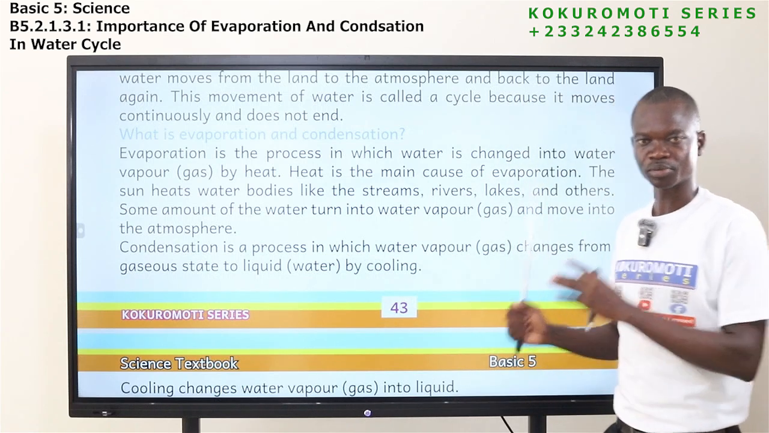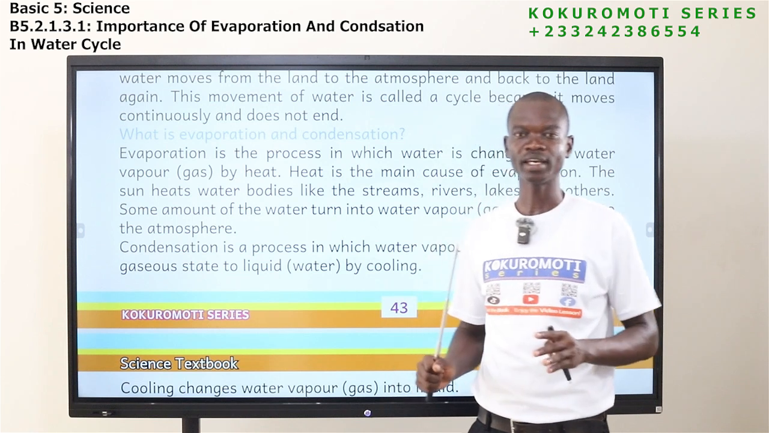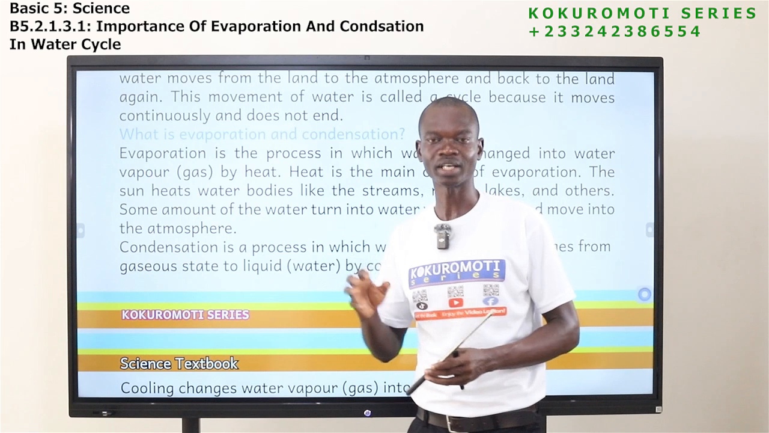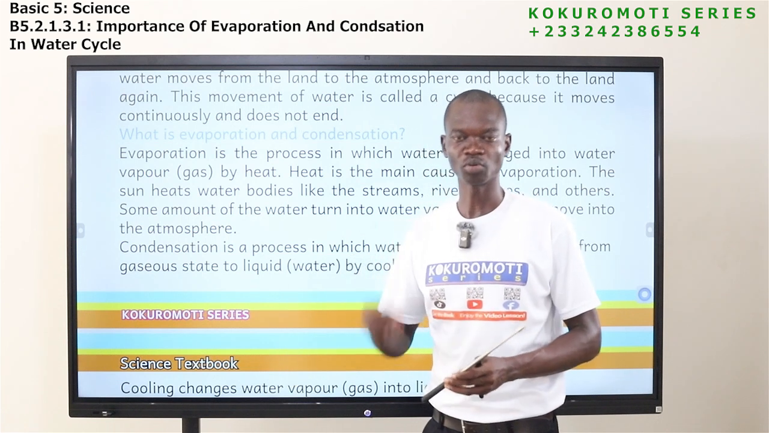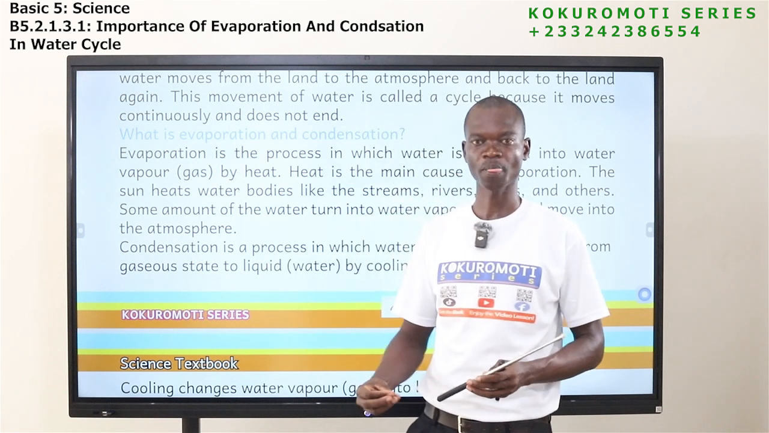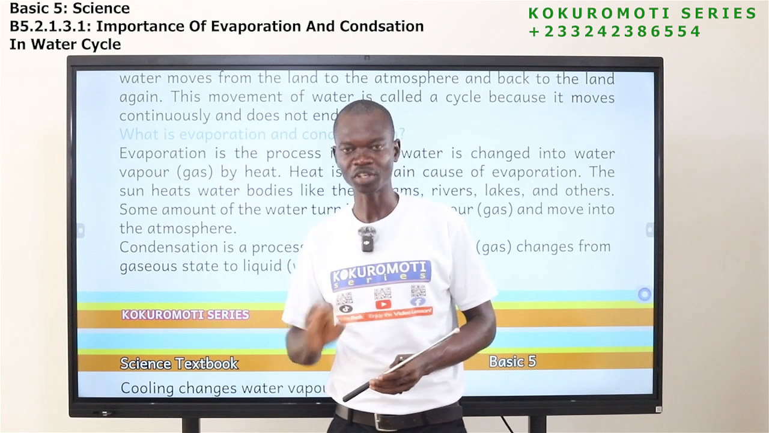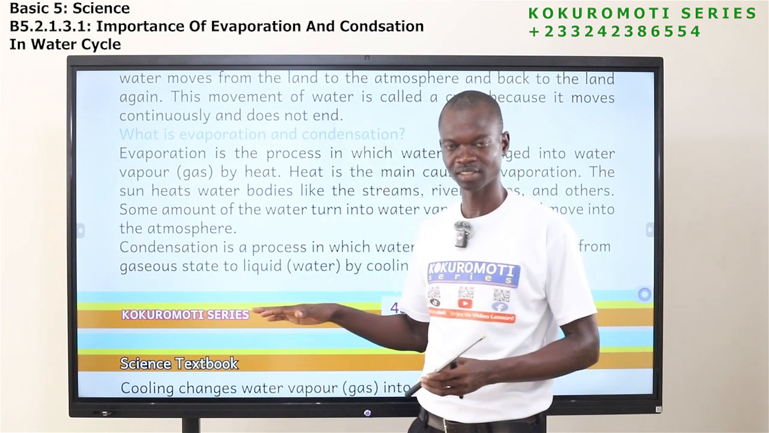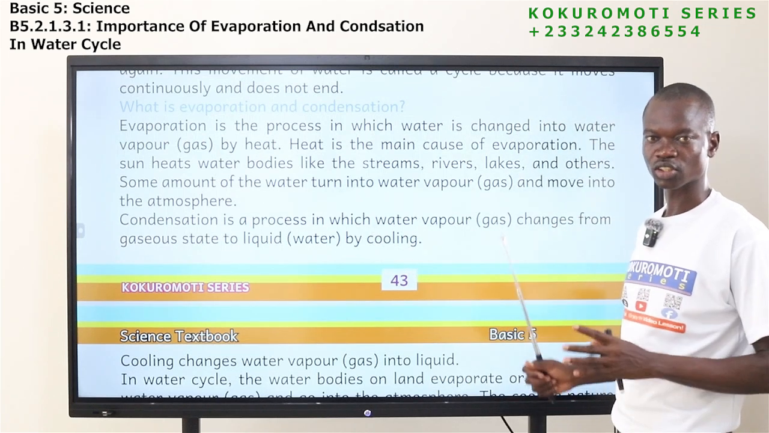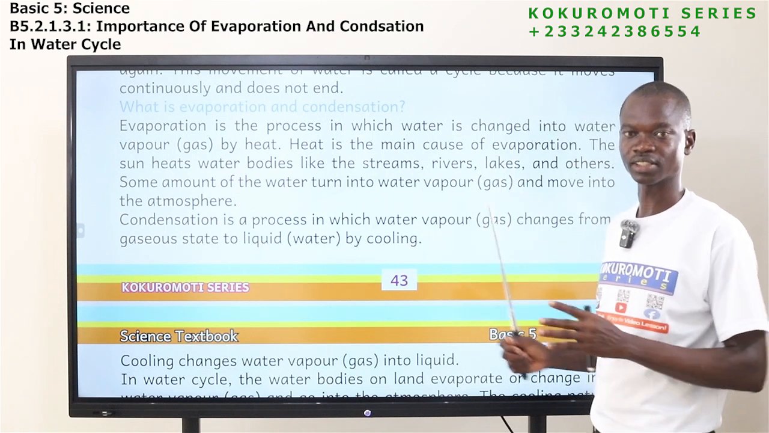So in evaporation, without heat, there is no way evaporation can take place. Evaporation takes place only when there is what? Heat. The heat will cause the water to change. The heat will change the water to water vapor. So if there is no heat, there is no way evaporation will take place. Okay, now the sun is the only source of heat. In the water cycle, the sun is the only source of heat.